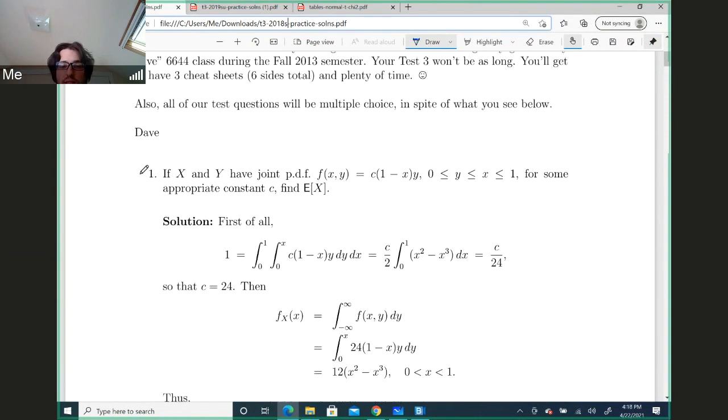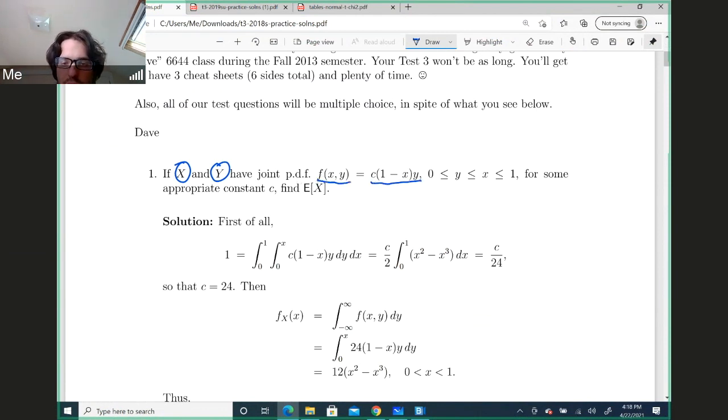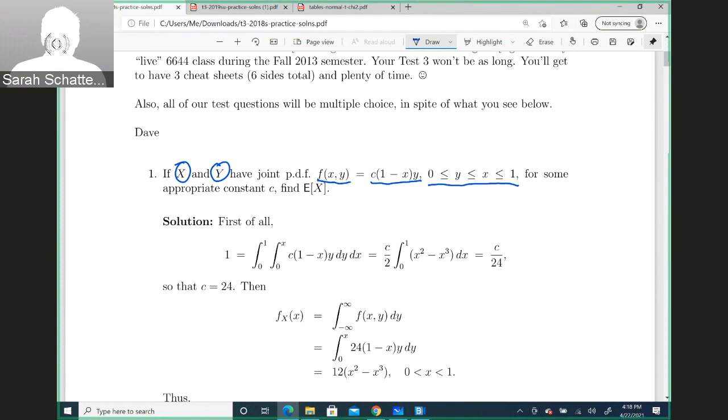So this first question is one such question. I believe this question would have felt right at home on the first exam as well, where we have two random variables, x and y, and they have a joint PDF, f of x, y, given by this equation, and we have bounds for y and x. This question's kind of mean. It doesn't actually tell us what this constant c is. We have to figure that out through the problem. But the problem doesn't actually ask us to find c. The problem wants us to find E of x.